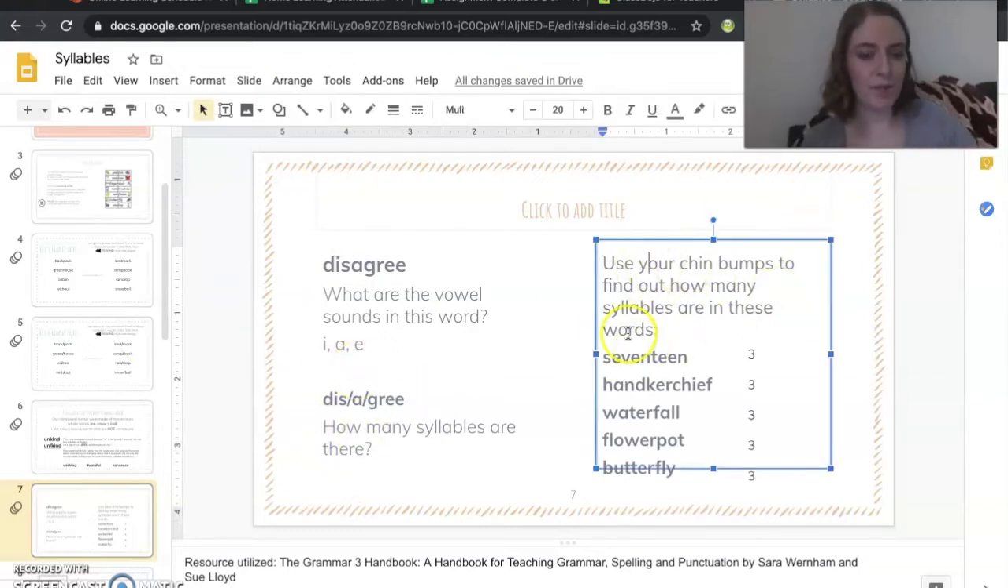So use your chin bumps here, and you can see that number 17 has three. Handkerchief, waterfall, flower pot, butterfly. These all have three syllables.